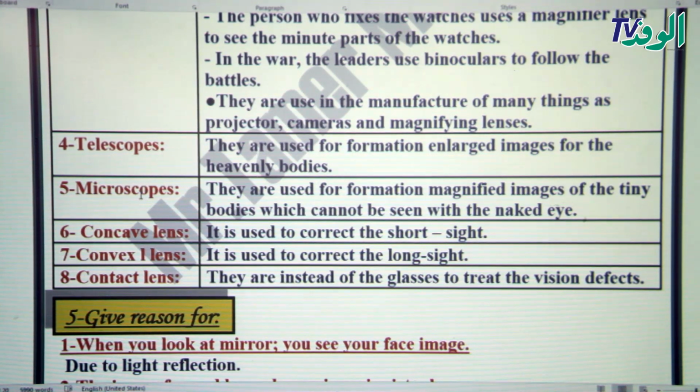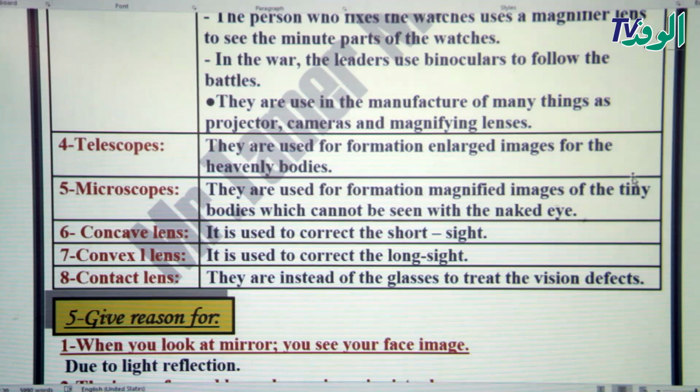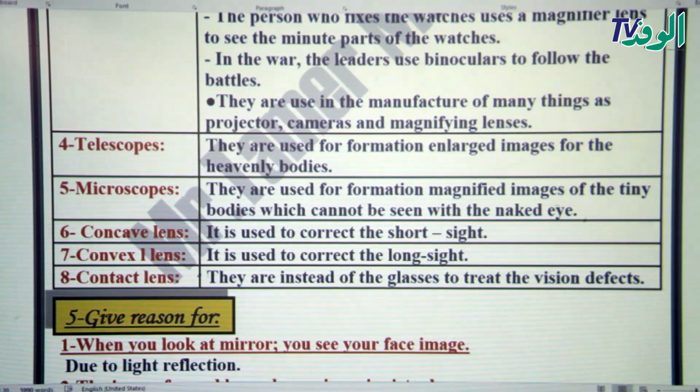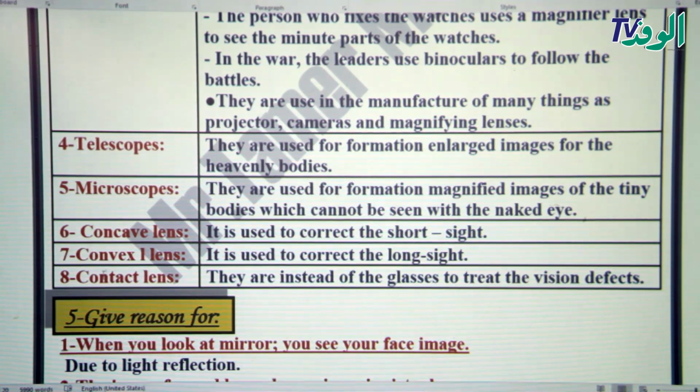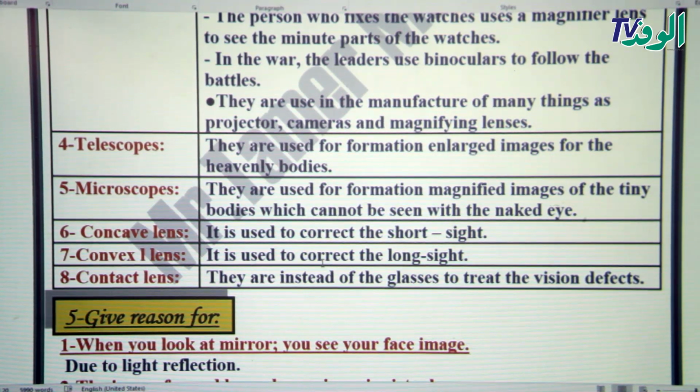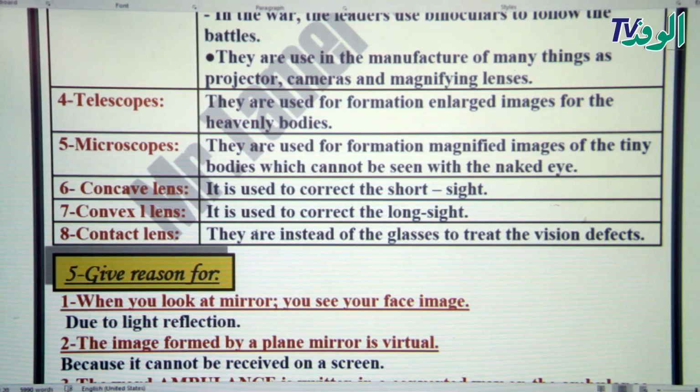What about the microscopes? They are used for the formation of magnified images of tiny bodies which cannot be seen with our naked eye. While the concave lens is used to correct short sight, remember? And the convex lens is used to correct long sight and cataract. Contact lenses are used instead of glasses to treat the vision defect.